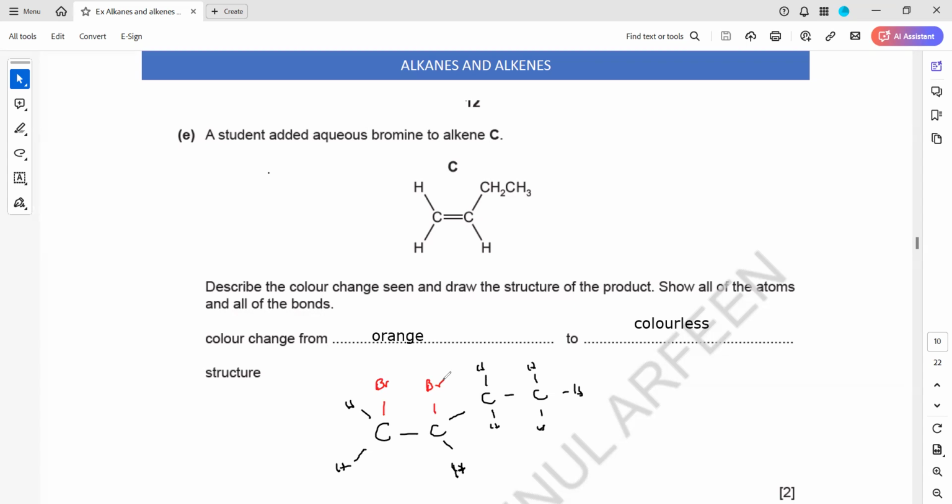You can attach on any side. That will not make a difference. It can be attached from the bottom or towards right or left. That does not make a difference. But the carbon atoms which are having a double bond, they will have these 2 bromine atoms.